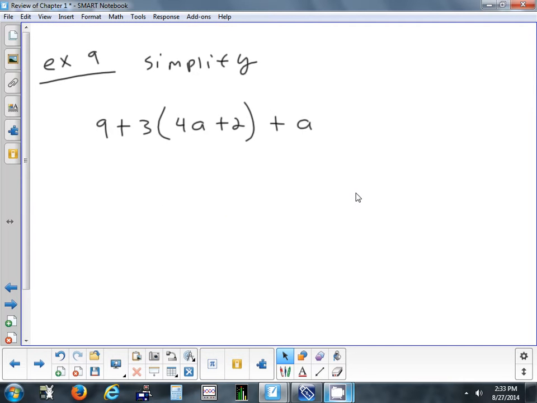Okay, let's take a look at example 9. What's the very first thing you have to do? Distribute the 3. Right now, nothing's going to happen to the 9. Nothing's going to happen to the a. So we have 9. When you distribute the 3 to the 4a, what do you get? What's 3 times 4a? 12a. Am I done distributing the 3? No, I'm only half done. I got to do it to both terms.